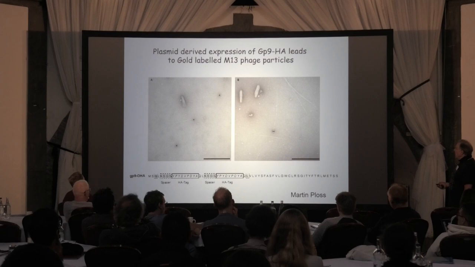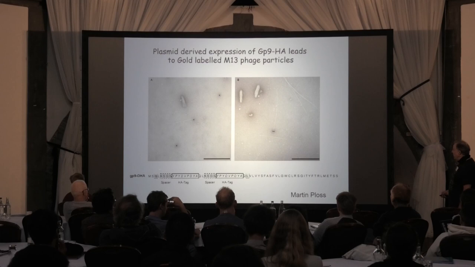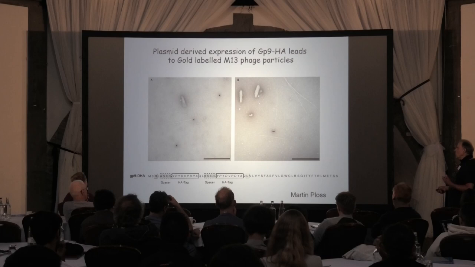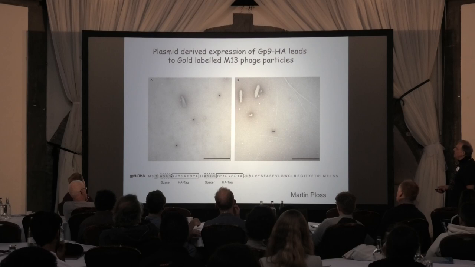Expressing the coat proteins from the plasmid has a further advantage that you can label specifically one end, for instance. You insert some tags, an HA tag, you put it into GP9, for instance, and then label with gold particles. You can label the tip of the phage, and this would actually help also in the reconstituted system to really follow the growing phage particles out of the cell and demonstrate that they are actually rotating via secretion of the coat. Maybe this is possible in the future.